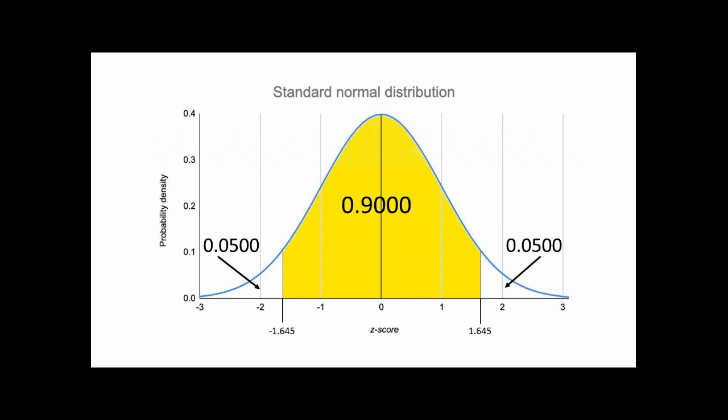The critical z-score is always given as a positive value, though it really represents the positive and negative values of that number. In this case, that comes out to be 1.645.